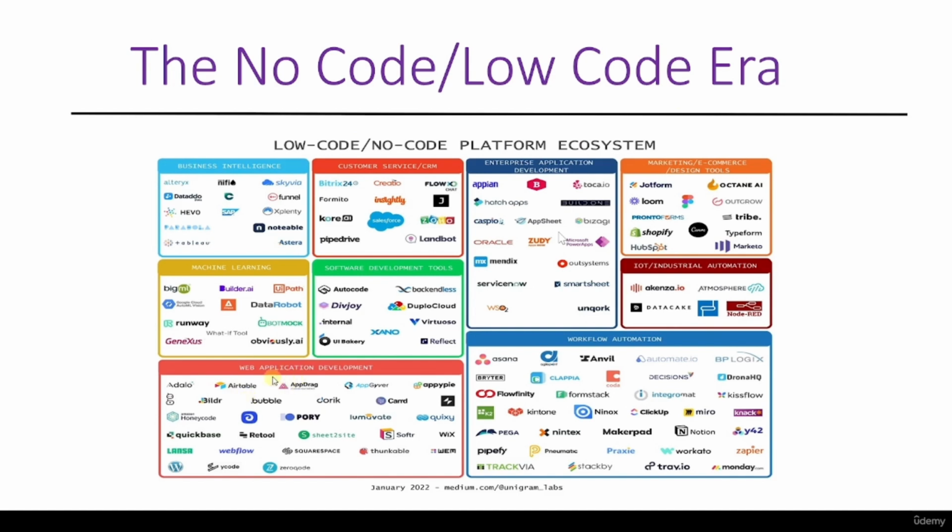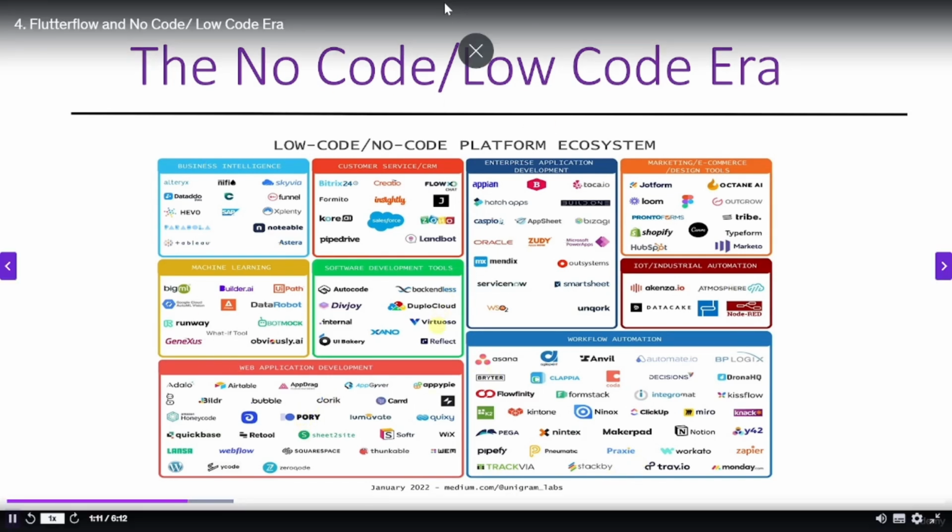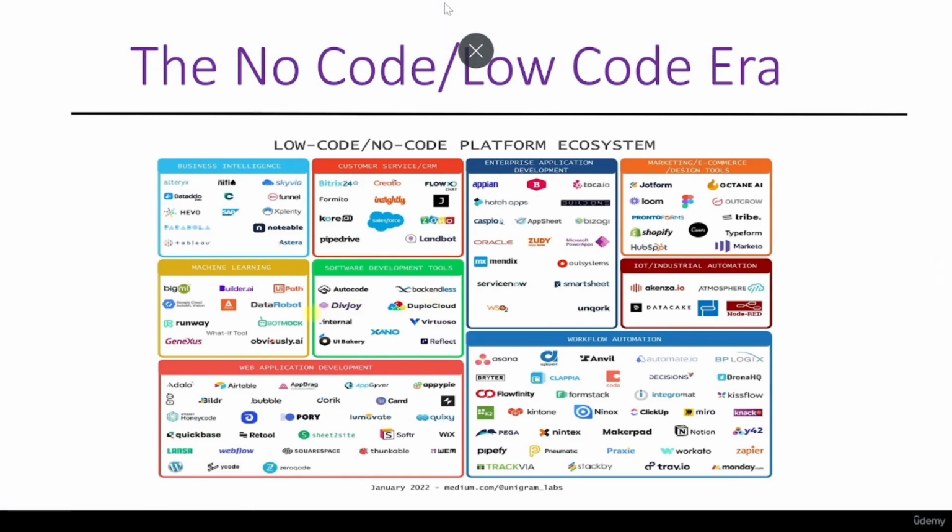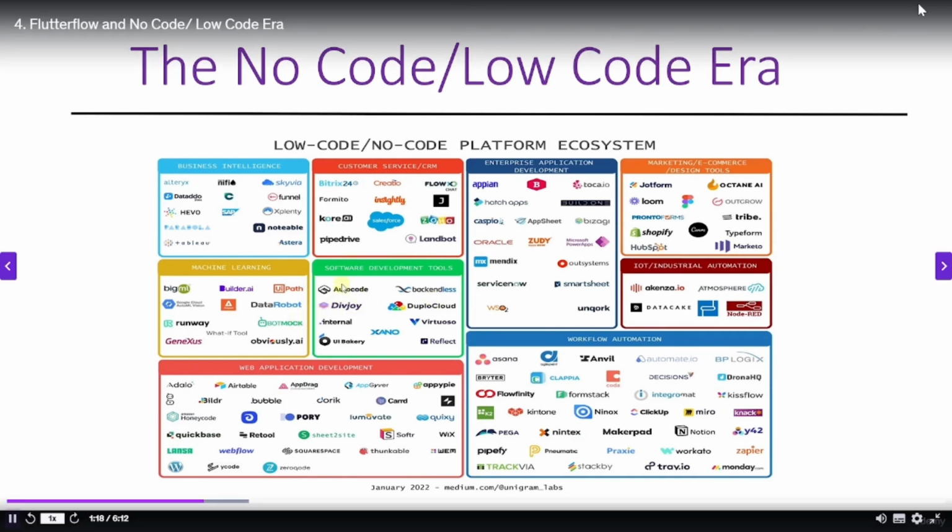For example, here for web applications, we have Bubble, we have Webflow, and more platforms. In machine learning, you can see some platforms here. In automations, also you have, for example, Zapier and more applications. So guys, in this ecosystem, we have Flutterflow. Flutterflow will allow you to create your applications without programming. And it is great because more people can turn ideas into reality.